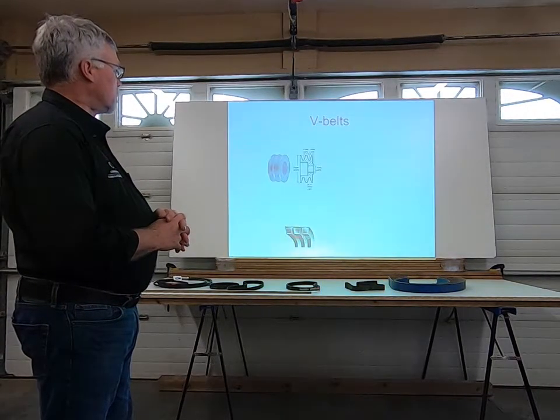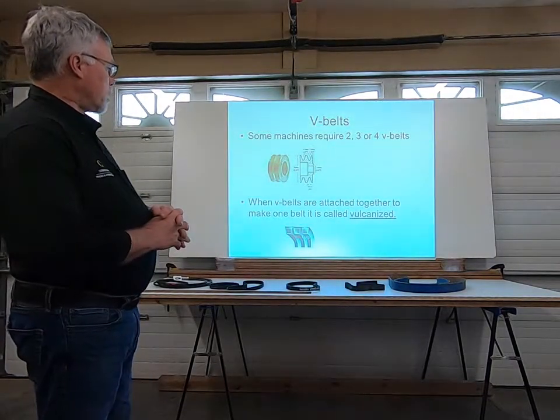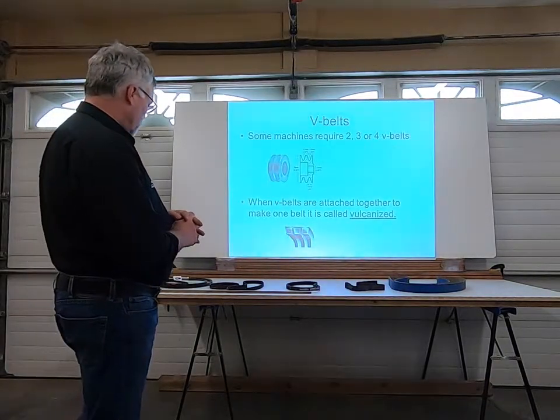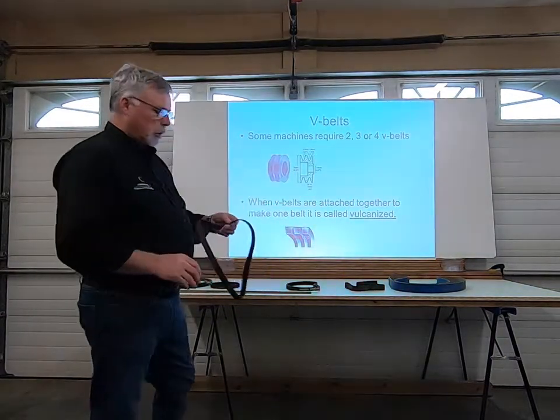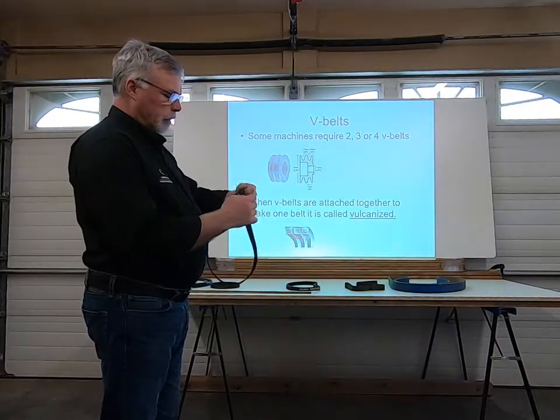We can maybe move forward. Some machines may require 2, 3, and 4 V-belts. When V-belts are attached together to make one belt, it's called a vulcanized belt. And I do have a sample of a vulcanized belt, and it actually looks like a flat belt, but in fact it is a V-belt.